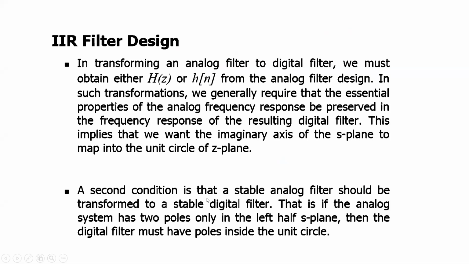The second condition is that a stable analog filter should be transformed to a stable digital filter. That is, if the analog system has poles only in the left half S-plane, then the digital filter must have poles inside the unit circle. No problem if the system gets complex, but at least the poles must lie inside the unit circle. Then only the system will lead to a perfect conversion.